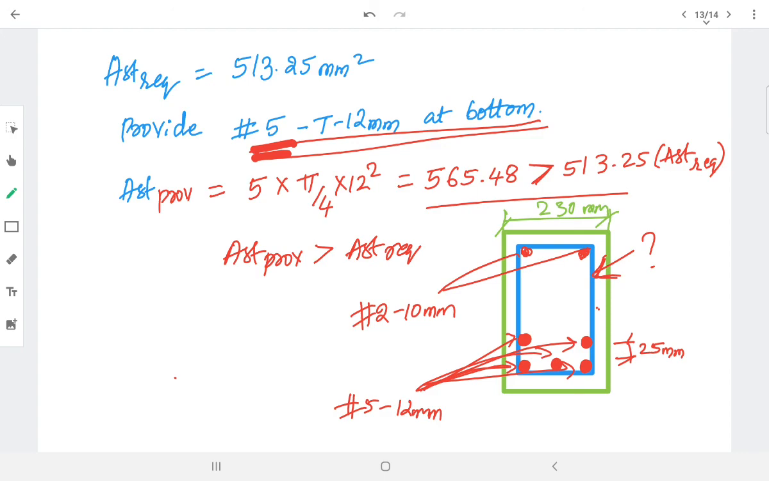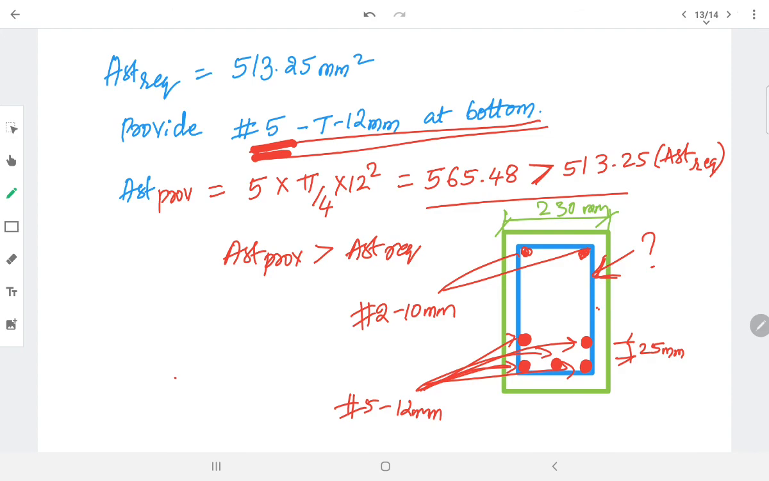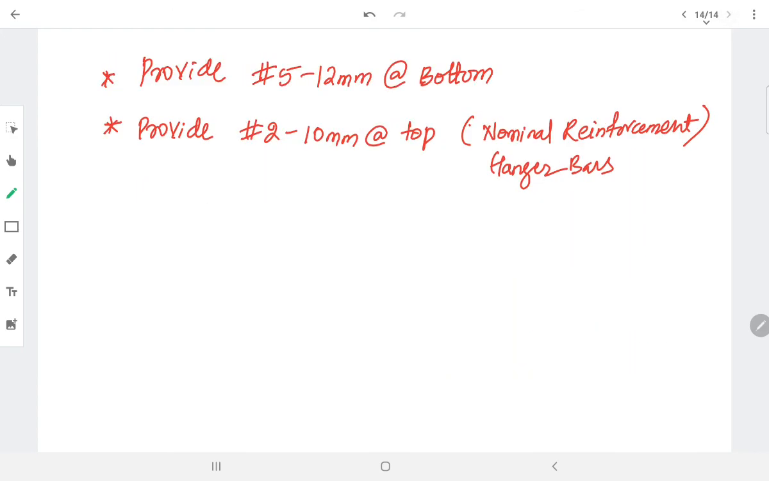For next video, tomorrow at this time only I am going to upload the final part of this design of singly reinforced beam. As we have judged, we got this is singly reinforced beam. So tomorrow at this time only I am uploading another video, that is last part of this design of beam.